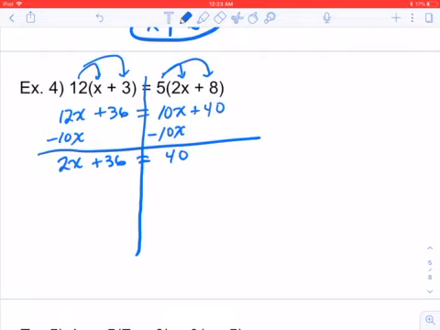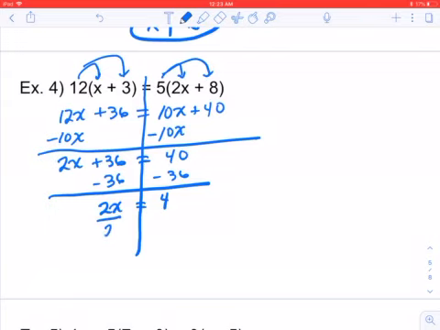Okay, next we want to get rid of the ones that are on the same side as the variable. So we have a positive 36. We're going to get rid of that with a negative 36. Total that up. We get 2x equals 40 minus 36, which is 4. Last step, divide by the coefficient of x, which is 2. So x is equal to 2.